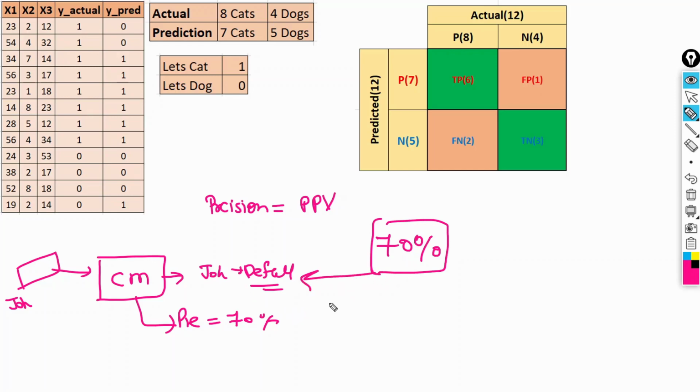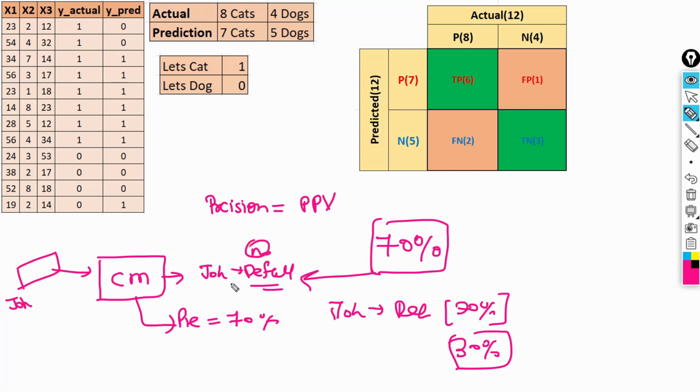The model is saying John is a defaulter, right? It means 70% my model is correct. Our model is 70% correct in the prediction, but 30% it could be incorrect. It could be a non-defaulter in 30% of cases, but in 70% it is a defaulter.